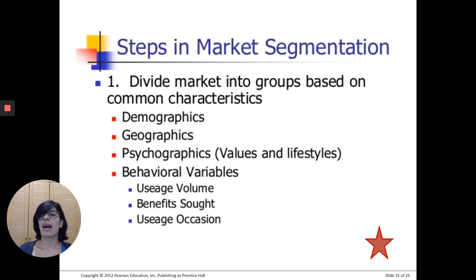So let's have a look at how you will segment your market. So first of all, you divide the market into groups based on their common characteristics. And these could be their demographics, where they live, psychographics in terms of their values, their lifestyle, and you have a look at behavior variables. So how often do they use a product like yours? What benefits are they looking for? And when do they actually use a product like yours? So there are different ways you can segment the market depending on the product that you provide.